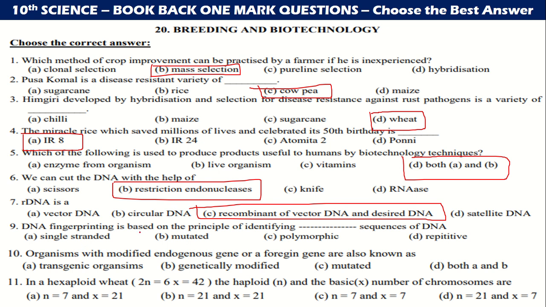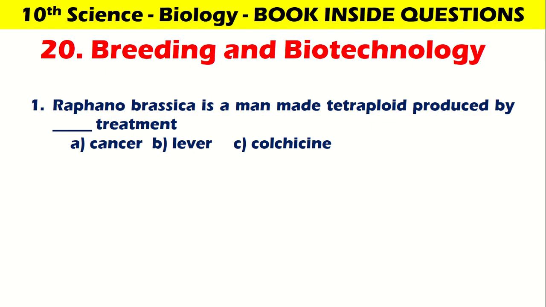DNA fingerprinting is based on the principle of identifying repetitive sequences. Then goes to the next one. Organisms with modified endogenous gene or foreign gene are known as both A and B, that is transgenic and genetically modified both. In hexaploid wheat, 2n is equal to 6x is equal to 42. The haploid n and the basic number of chromosomes are n is equal to 21 and x is equal to 7.